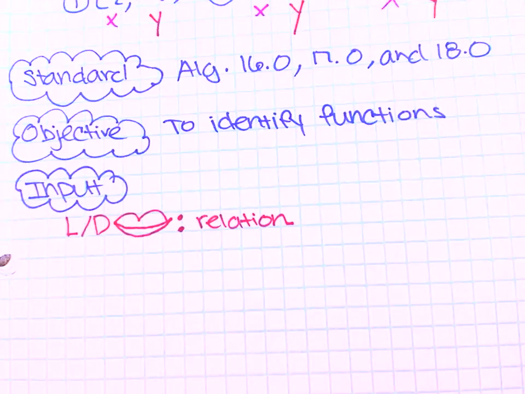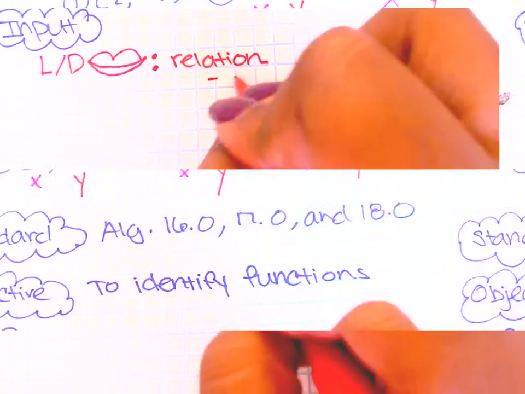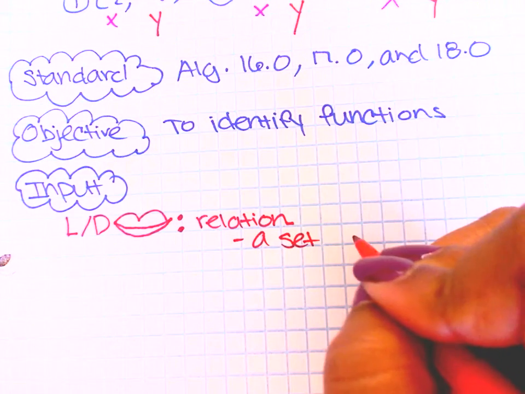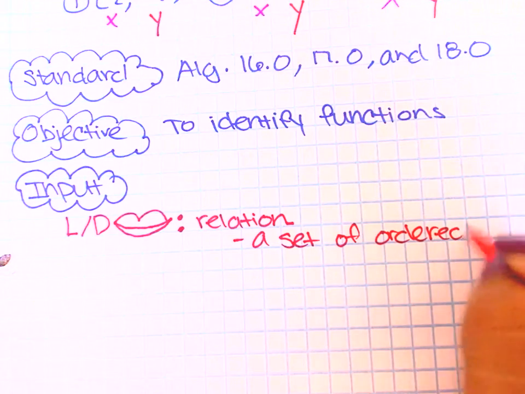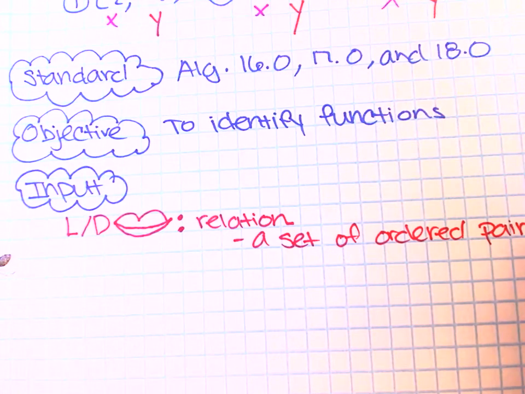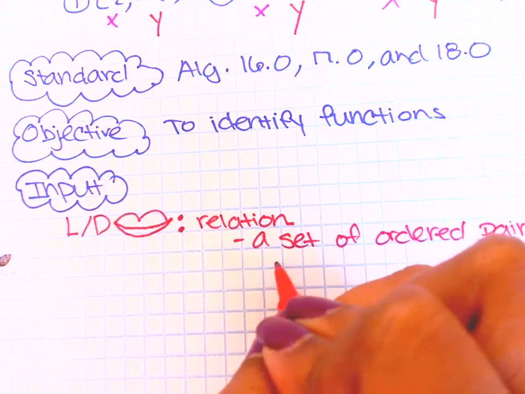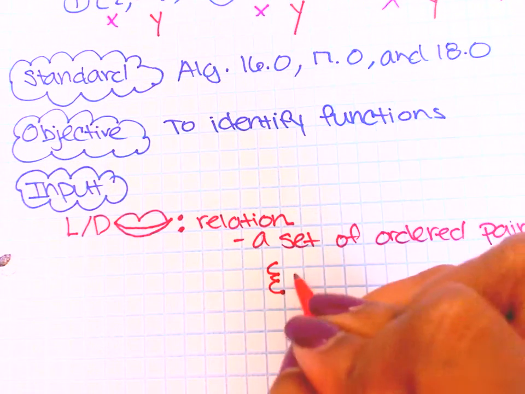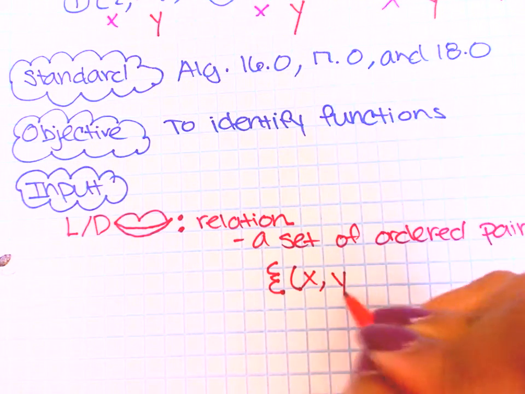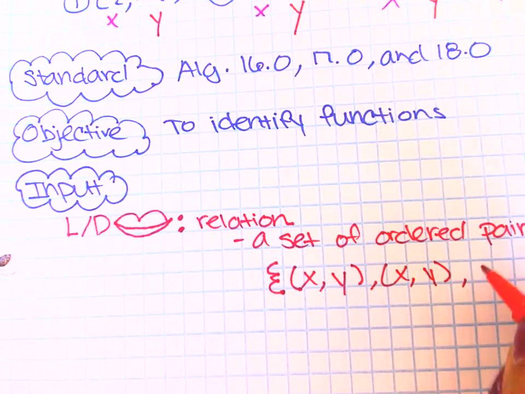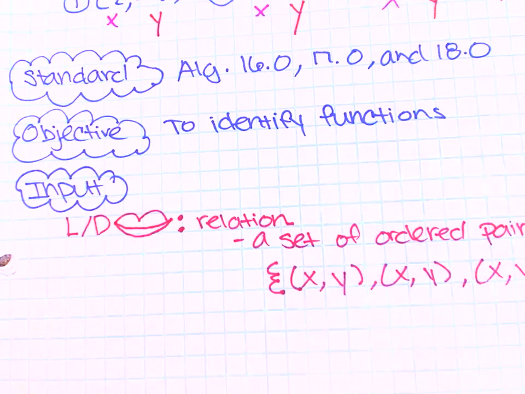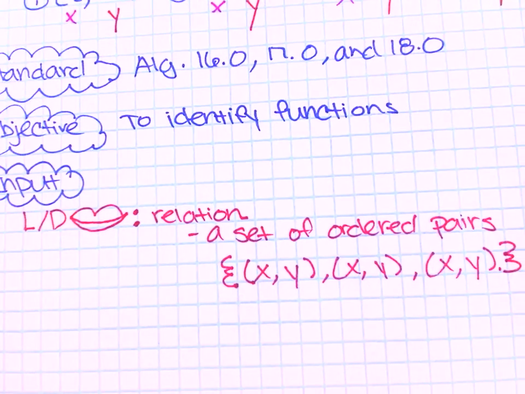Relation. Write it down with me. Relation is a set of ordered pairs. So it might look like this, which is a set. We have those little squiggly lines. And I'm just using variables right now instead of numbers. So a relation is a set of ordered pairs.